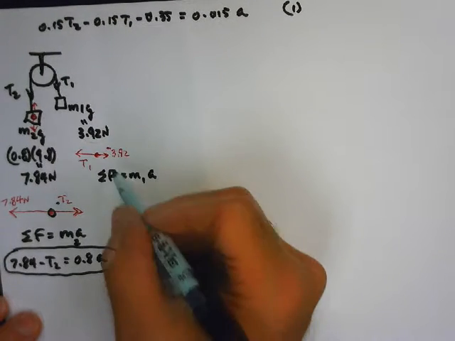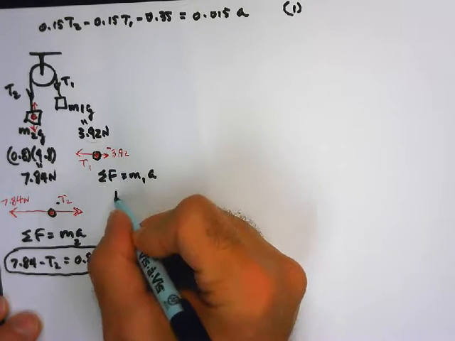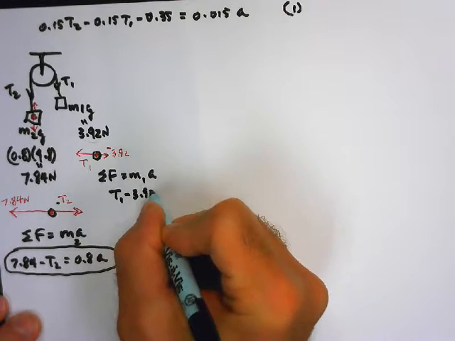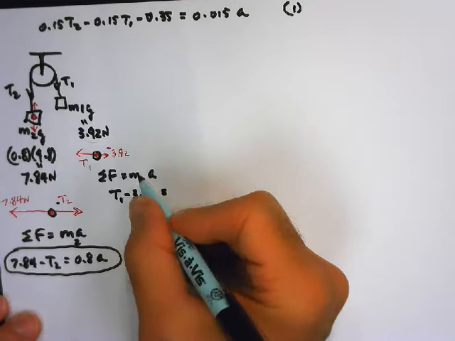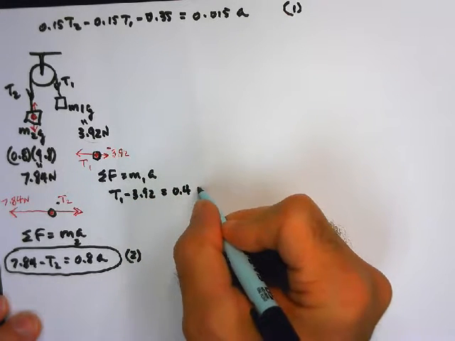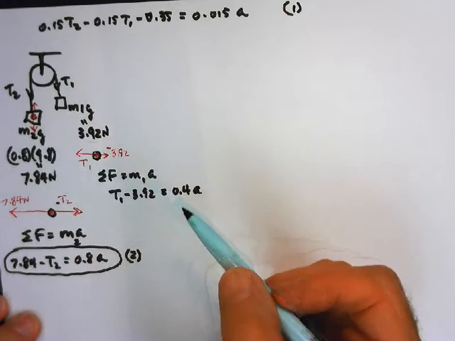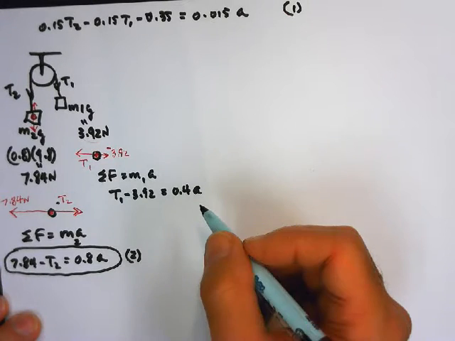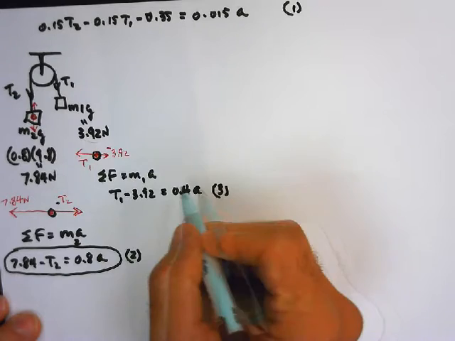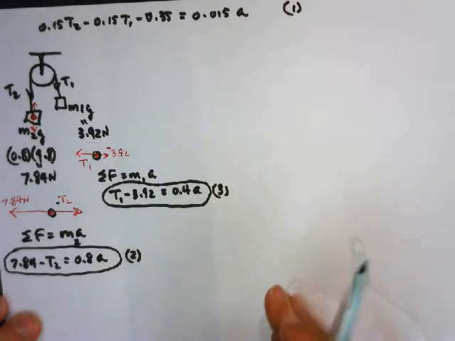Now let's do a similar thing for this point object. So we have T1 minus 3.92 newtons is equal to M1, which is 0.4 kilograms, times the same acceleration. These are both accelerating at the same rate. Okay, so here's our third equation. I'll just label that number 3. So that also is a keeper, as we would say.